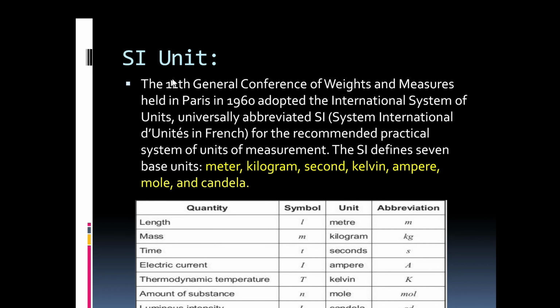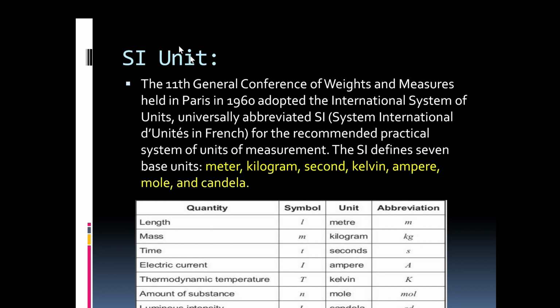Now our main discussion, from the previous slide of the 4 systems of units, is the SI unit, which is very important. The 11th General Conference of Weights and Measures held in Paris in 1960 adopted the International System of Units, universally abbreviated SI, System International, as the recommended practical system of units of measurement. The SI defines 7 base units: meter, kilogram, second, Kelvin, ampere, mole, and candela.